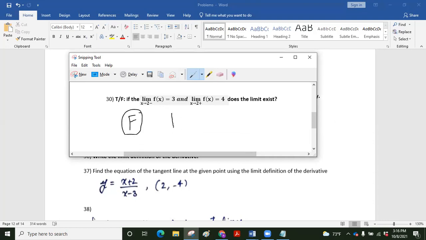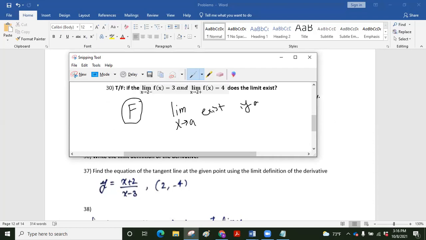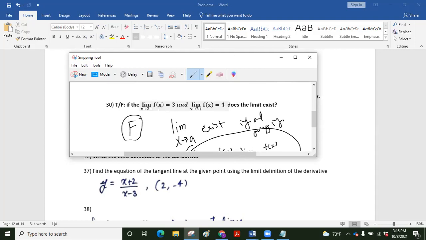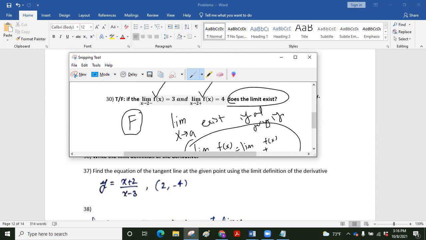Because we know that the limit as x approaches a exists if and only if the limit as x approaches a from the left of f of x equals the limit as x approaches a from the right of f of x. Only in this circumstance can the limit exist. So in this case, the limit as x approaches 2 from the left is 3, and the limit as x approaches 2 from the right is 4. So we'll say that the limit does not exist. So this is false. The limit cannot exist.